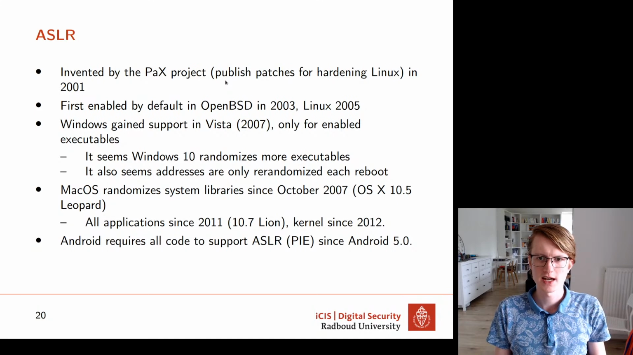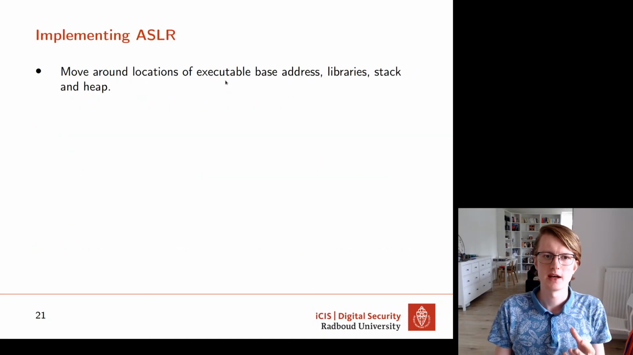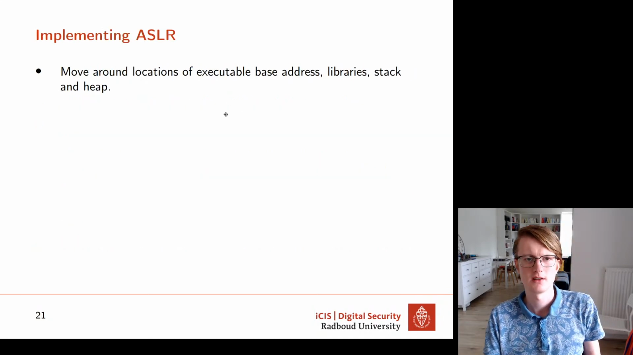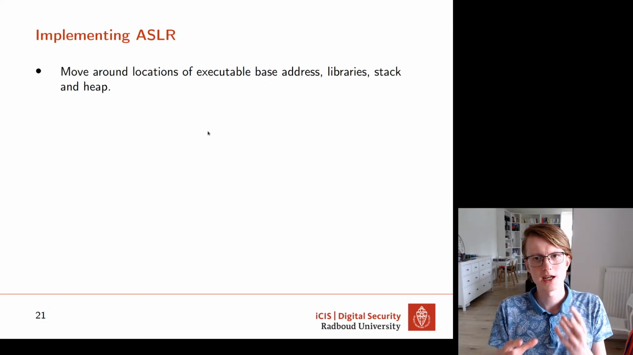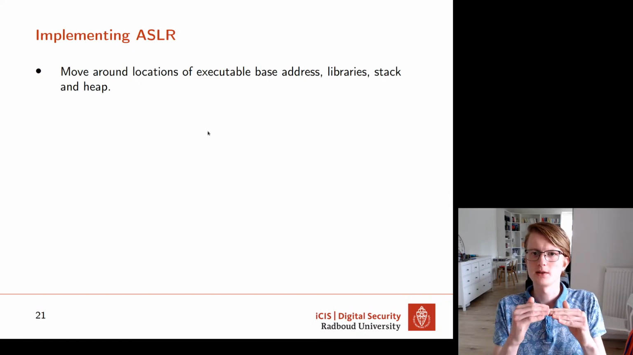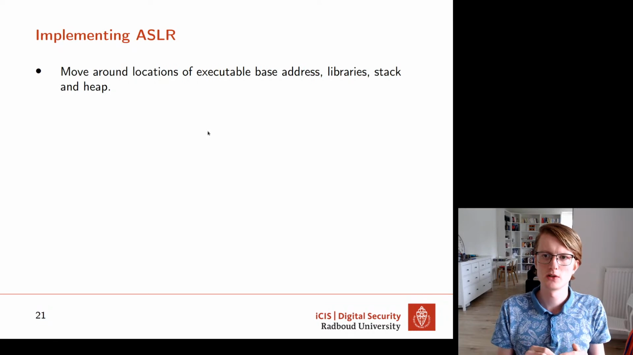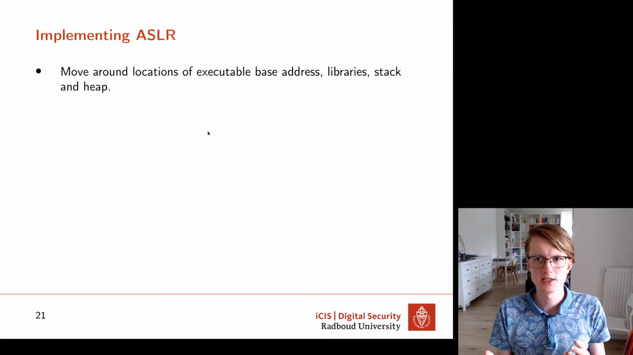But what exactly are you doing with ASLR? Address space layout randomization. You move around the locations of something: the base address of an executable, libraries, and the stack and the heap.